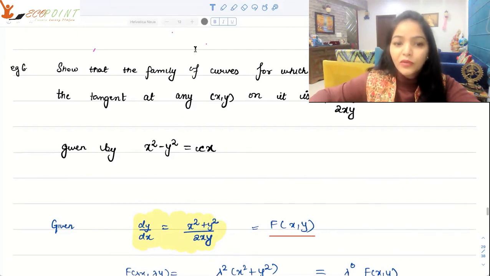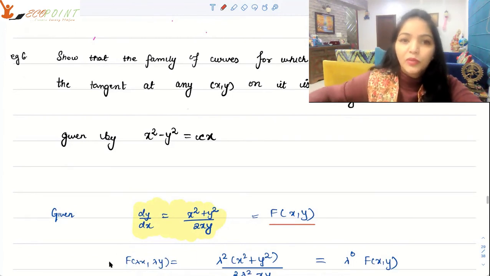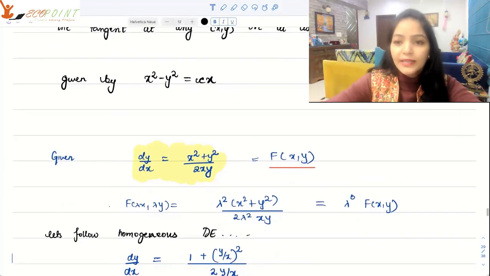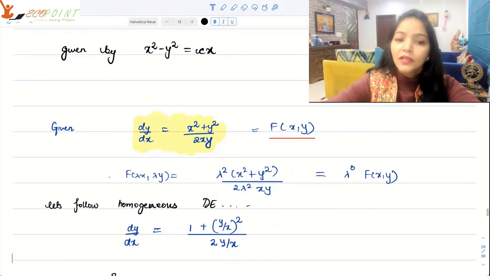So therefore, when you put lambda x, lambda y in place of x, y, the lambdas will cancel, and yes, you will get f(x, y) only. So this is homogeneous of degree 0. That means it's a homogeneous differential equation. Now let's follow what we do in a homogeneous differential equation.